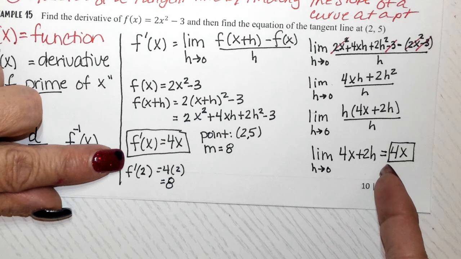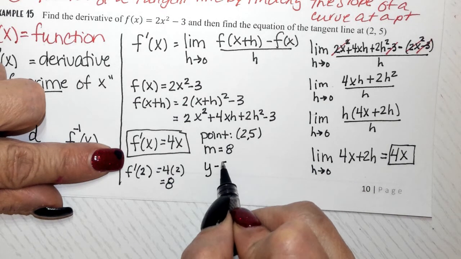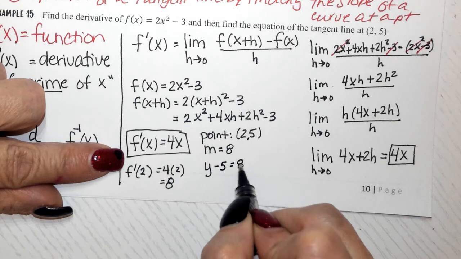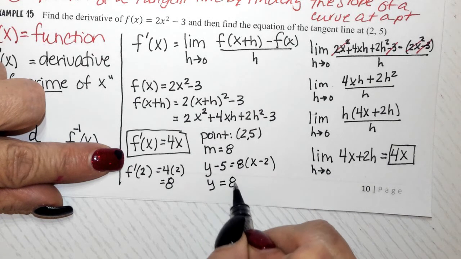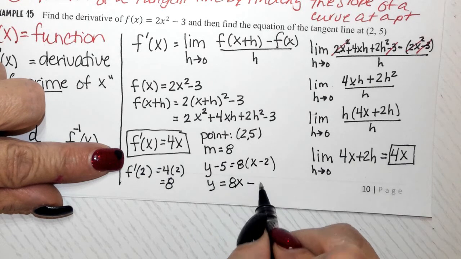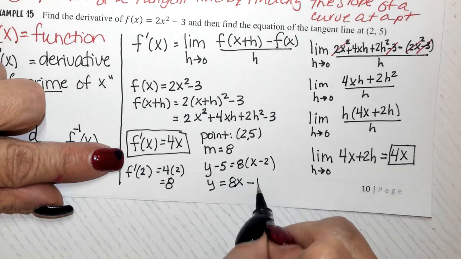Once you know that derivative, bam, you can find the slope. Okay, so that's y minus 5 equals the slope times x minus 2. y equals 8x minus, let's see, that'll be negative 16. Negative 16 plus 5 will be 11.